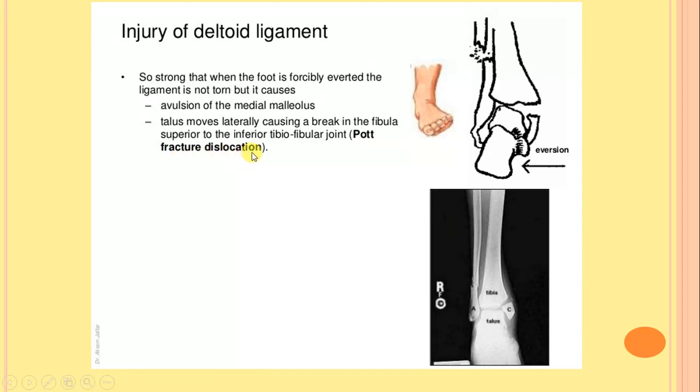Pott's fracture dislocation of the inferior tibiofibular joint. So, injuries to the deltoid ligament, we have seen the mechanism here, but the ligament itself is so strong that when this ligament is injured, there is actually avulsion of the medial malleolus, and because of movement of the talus laterally, the fibula is also fractured, and there is Pott's fracture dislocation of the inferior tibiofibular joint.